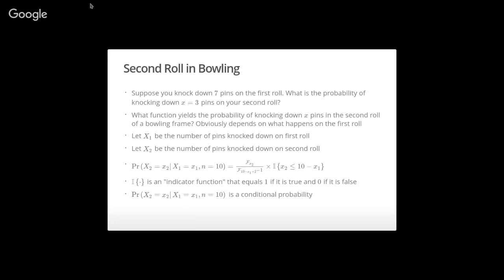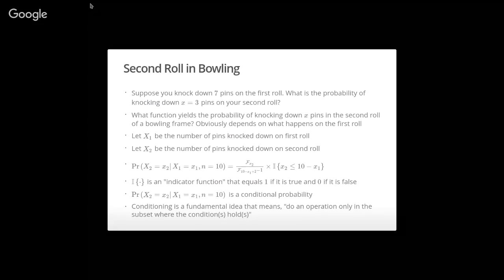So this probability function of x2 is what's known as a conditional probability function, because the condition involves x1, what happens on the first roll of this frame of bowling. It's conditioned on what happens in x1, because n for the second roll is 10 minus x1. And just as a mathematical detail, if you knock down all 10 pins on the first roll, you're considered to knock down 0 on the second roll, even though the second roll doesn't actually happen in a game of bowling because you've already knocked down all 10 pins. You just go on to the next frame. But we'll call that an automatic 0. All right?